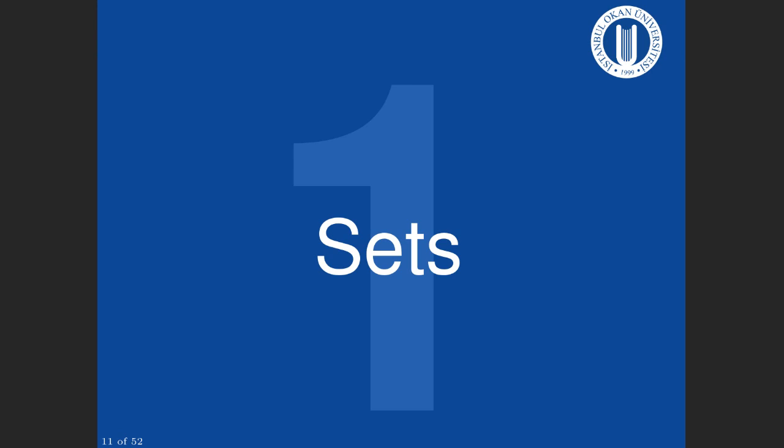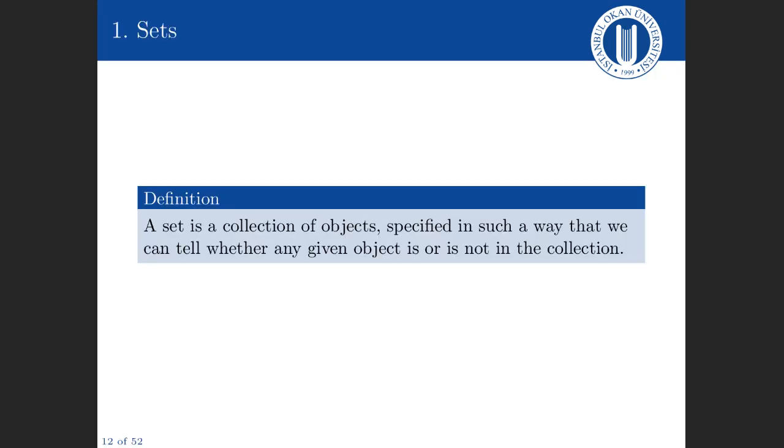Chapter 1 is about sets. Hopefully you've studied this at high school, so hopefully this will be revision for you. A set is just a collection of objects which we specify in such a way that we always know if an object is in the collection or is not in the collection.